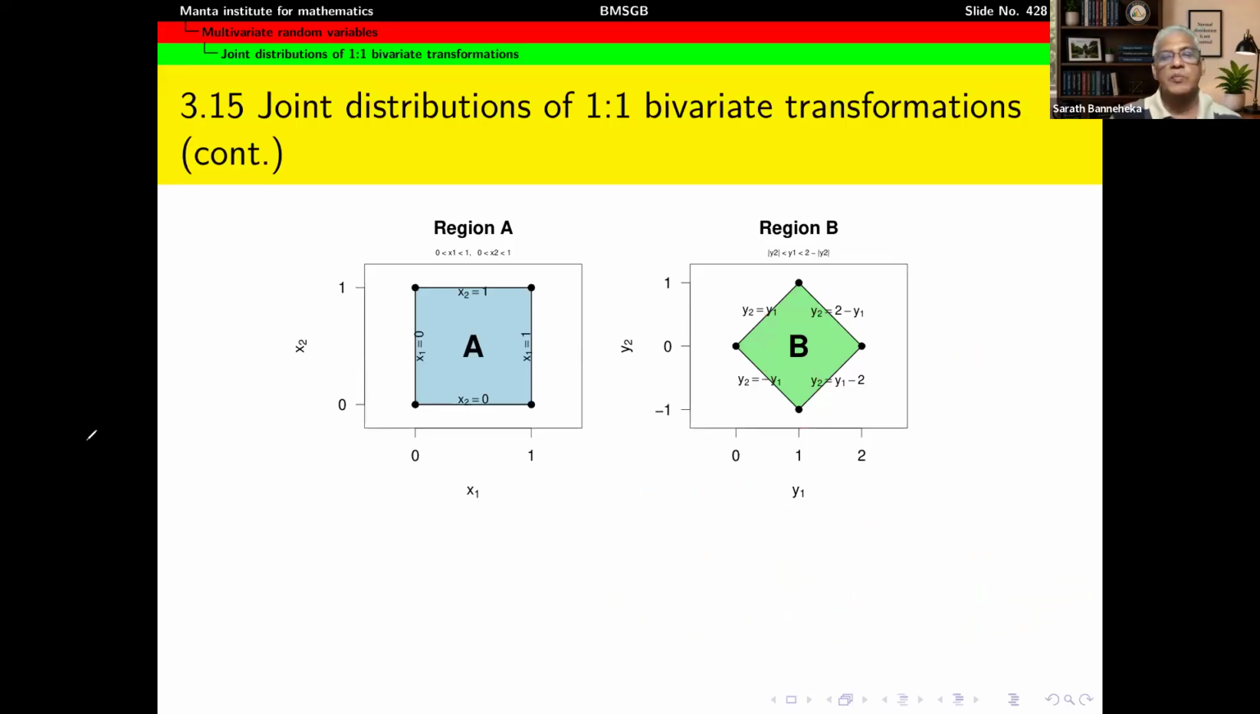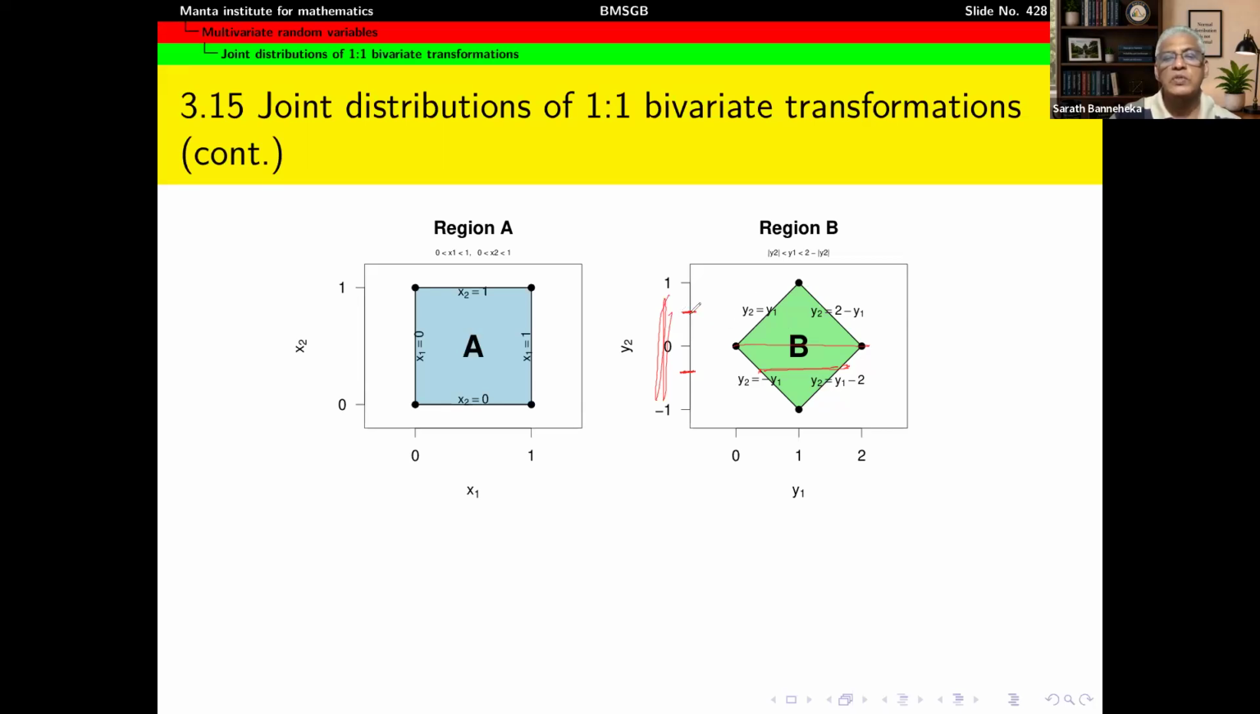And similarly, if you want to get the marginal density of y2, you have to integrate with respect to y1. Now again, you can see that marginal density on this axis. If you consider a y2 value somewhere between 0 and negative 1, you can integrate the joint density with respect to y1 from this point to this point. So in that case, y1 is changing from negative y2 to 2 plus y2.